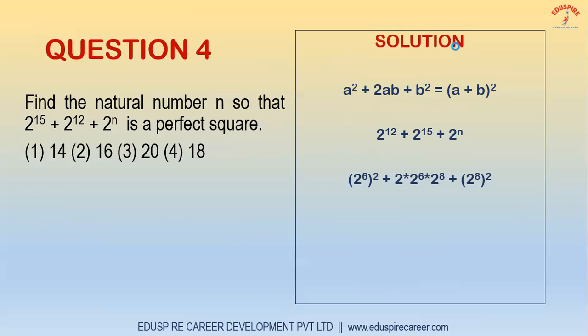Definitely 2 to the power 12 can be written as 2 to the power 6 whole square. So in that case, A becomes 2 to the power 6. Then if I look at 2 into A into B, that will become 2 into 2 to the power 6. And now why have I written 2 to the power 8? Because I want to match the power 2 to the power 15. So if you look at the powers, 1 plus 6 plus 8 becomes 15. That way, B happens to be 2 to the power 8, all right? So B square will be 2 to the power 8 whole square.